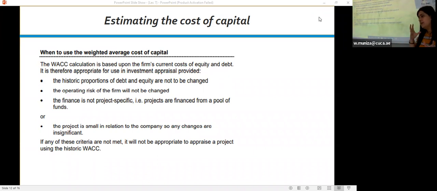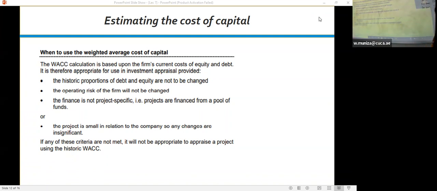So we cannot discount our cash flows at the WACC unless the operating risk of the firm will not be changed. So the WACC can be used when the operating risk in the particular company in which we are thinking to invest is going to remain the same, and the finance is not project specific. That is, the projects are financed from the pool of funds, or the project is small in relation to the company, so any changes are insignificant.